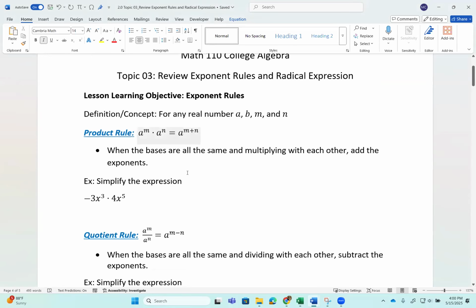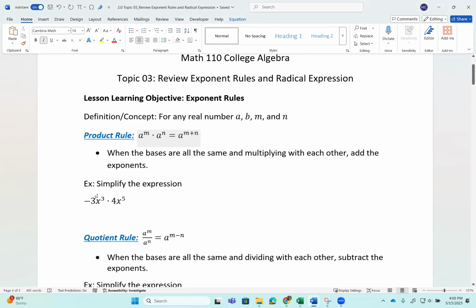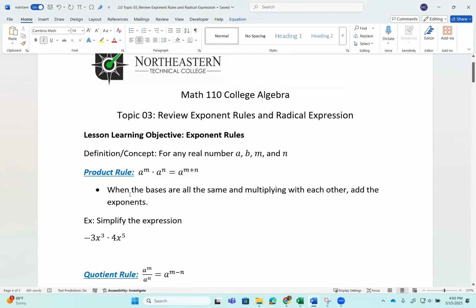So there are several exponent rules that I did not list over here. I'm just listing the main ones. The first one I want to talk about is the product rule. The product rule says for any real number a raised to the n power times the same base raised to a different exponent, when the bases are the same and multiplying, we will add the exponents.